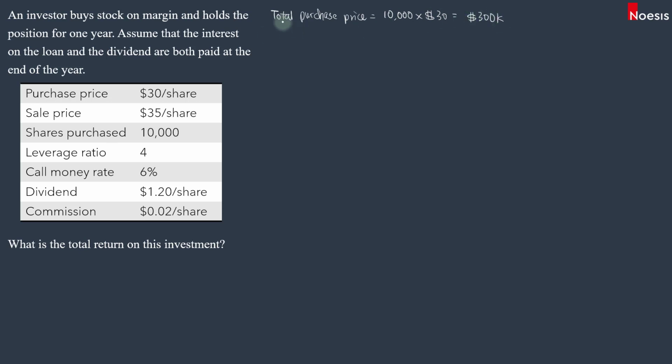So how much of this will be financed by debt and how much of this will be financed by the investor's own equity? To get the investor's equity, we will need to work with the leverage ratio since the initial margin is not given. So the formula here will be to take the initial margin, which is equal to 1 divided by the leverage ratio. And the leverage ratio here is 4 times, so that's 1 over 4, which is 25%.